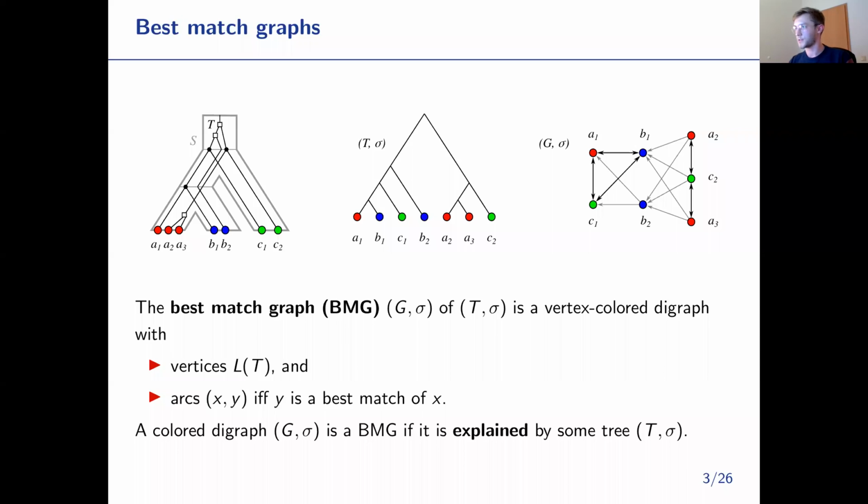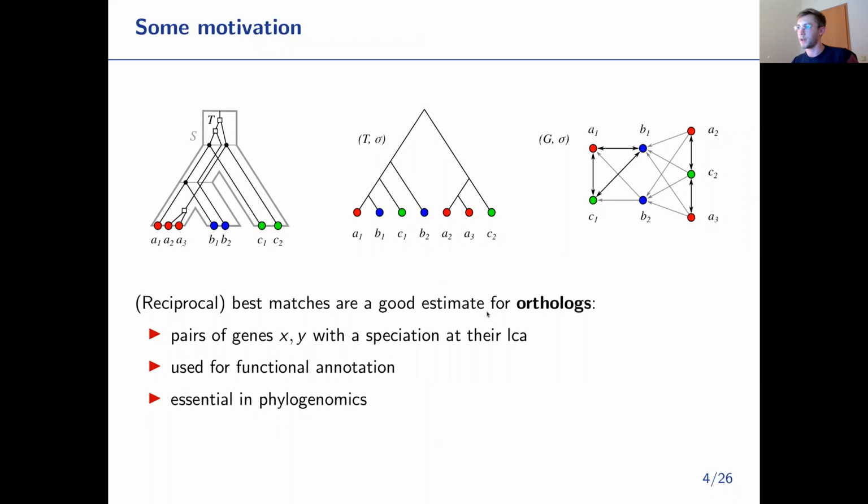I also want to give you some motivation why we are interested in looking at best matches. The main reason is that reciprocal best matches, that means a pair of genes for which arcs in both directions exist, like for example all of these three here, are a very good estimate for orthologs. Orthologs means that two genes, let's say for example A1 and B1, have a speciation event at their last common ancestor and not a duplication or horizontal gene transfer or whatever. Orthology is interesting since orthologs are in general assumed to have essentially the same or at least very similar functions across different species. Even though this conjecture is a bit controversial, it's still used for functional gene annotation a lot.